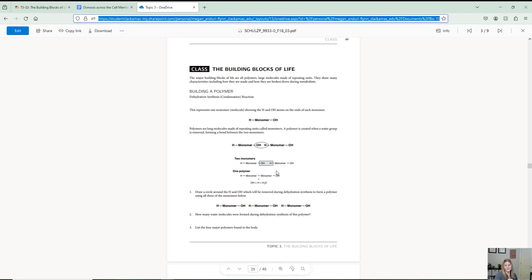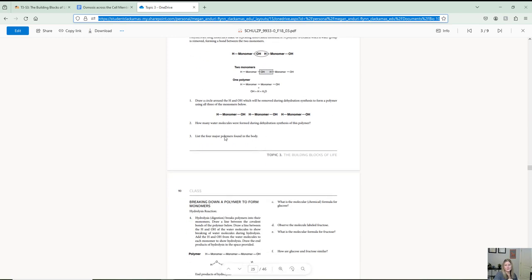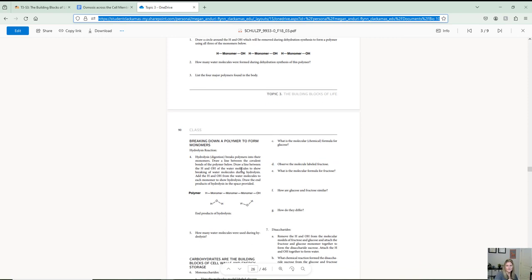So in this section it talks about how we can take a monomer, a subunit of a bigger molecule, and if we take two of them, they can undergo something called a dehydration synthesis reaction, where we remove water, we dehydrate it, H from one monomer and then OH from another, to form a polymer. Okay, so that's two monomers put together. So you'll show that by drawing a circle around the H and OH that will be dehydrated, removed, and linking the two monomers together.